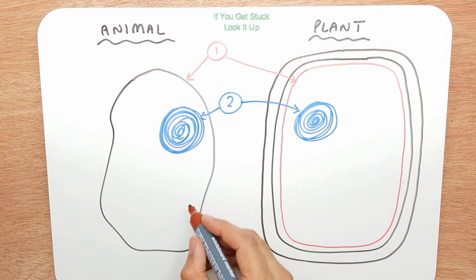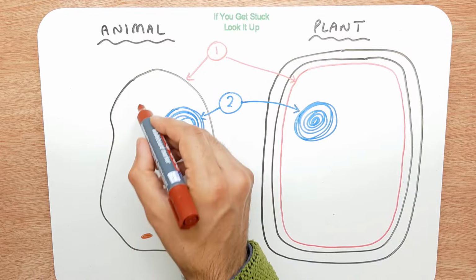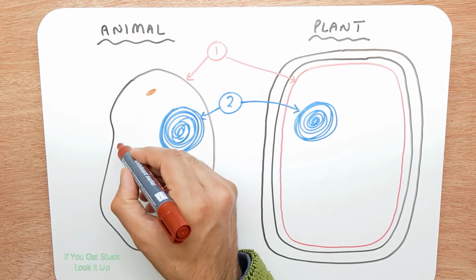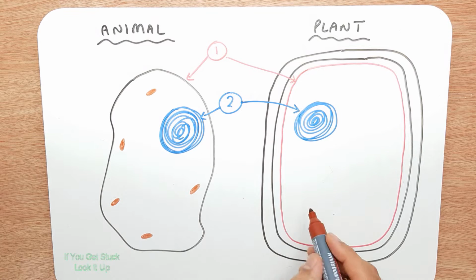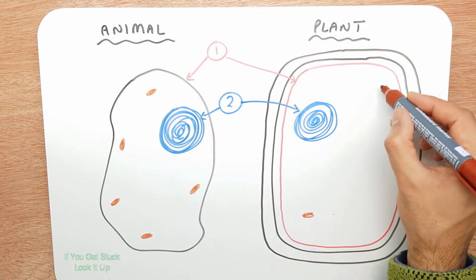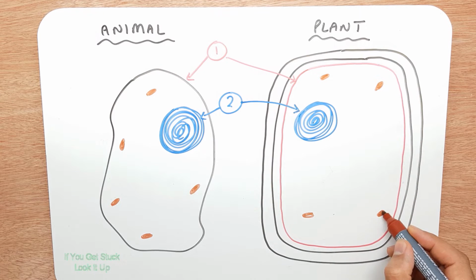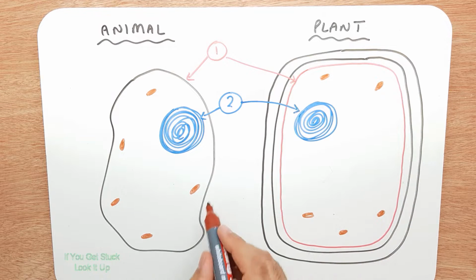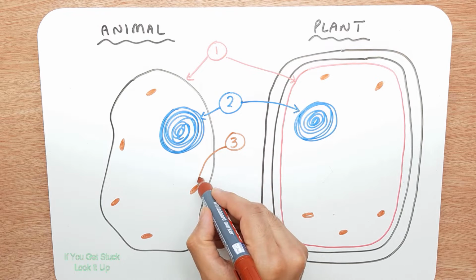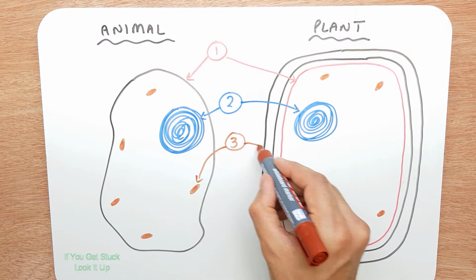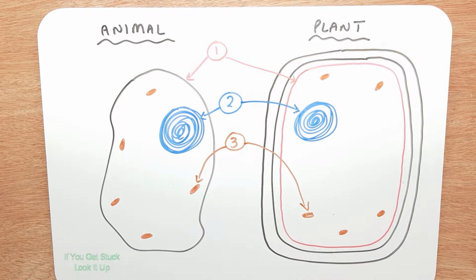Now we can look at the mitochondria. So these are the organelles or little units that are responsible for energy. So let's just draw those. So our third label will be the mitochondrion, or plural mitochondria.